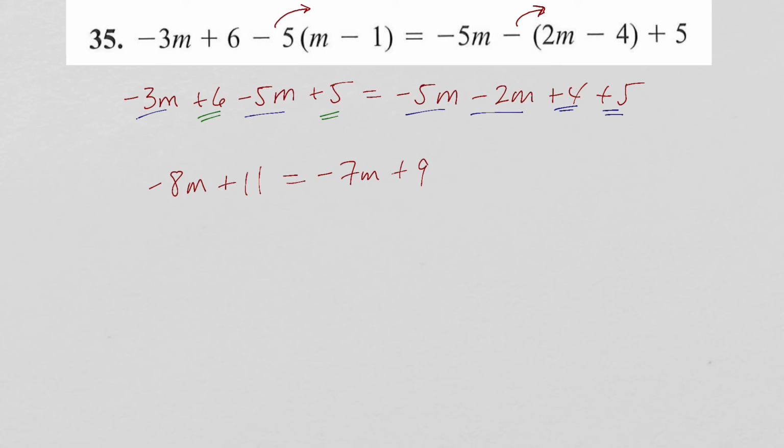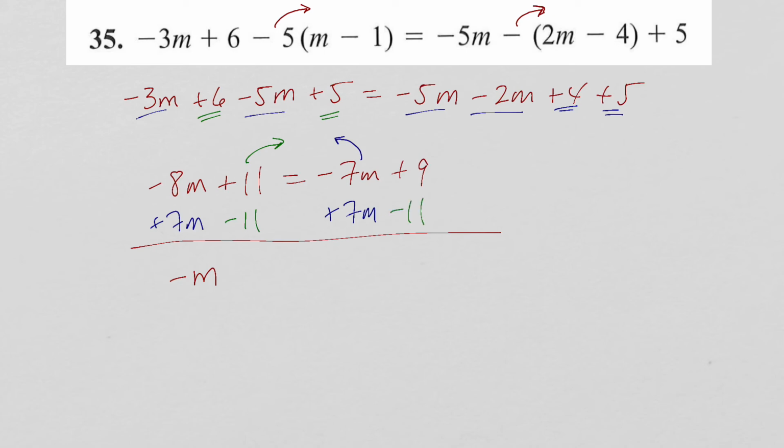Now, I probably should move things to the right, but I'm going to continue to move it to the left. So I'm going to move this to the left by adding 7m to each side. And that's going to be negative 1m. Now I'll move the 11 to the right by subtracting it from each side. And I'll get 9 minus 11. Well, the signs don't match, so I subtract and get a 2, but it's a negative 2 because 11 is bigger than the 9. And if negative m is equal to negative 2, that means positive m is equal to positive 2. And that's it.